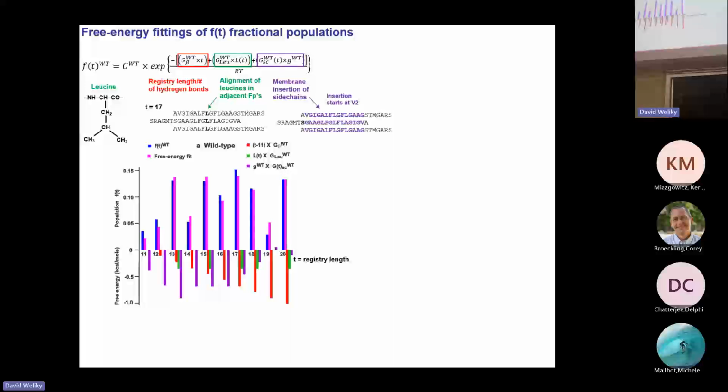This has been observed in other protein structures. The leucines actually form a tightly packed structure, and so you get a negative free energy. And why is the free energy similar for many different registries?